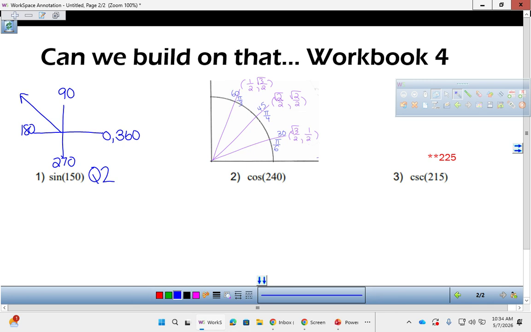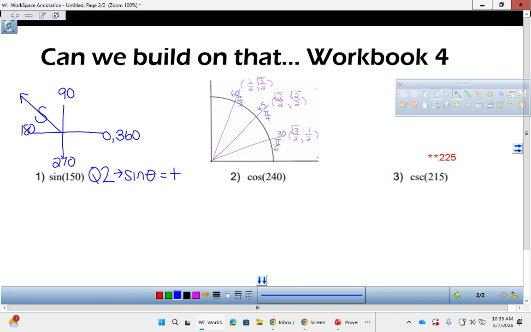And in quadrant 2, which is the S quadrant in All Students, sine is positive, cosine is negative, tangent is negative. Well, I'm evaluating sine. So in this quadrant, sine of theta is positive. What that means is my final answer is going to be positive. It's either going to be 1/2, root 3 over 2, or root 2 over 2. I need to figure out which one it is. But it's going to be positive at the end because this is a quadrant 2 angle.